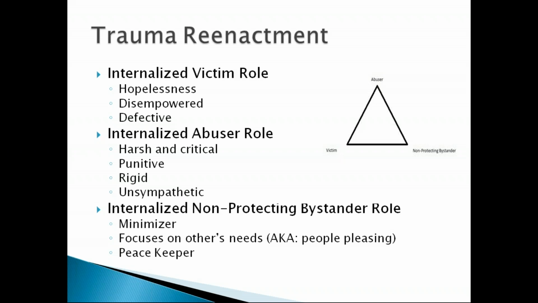And the internalized non-protecting bystander is where we find folks minimizing their own needs, right? Definitely, I find that restricting behavior fits into this. It's the denial of a very fundamental need that humans have to be able to survive, right? And these folks also tend to focus on other people's needs, engaging in people pleasing, trying to keep the peace, right? But not having themselves in the equation, right?